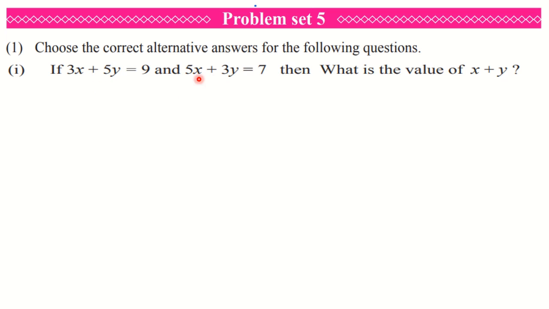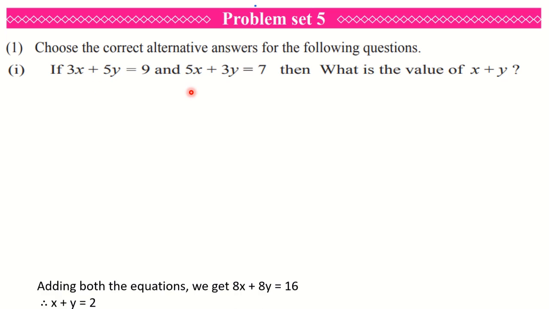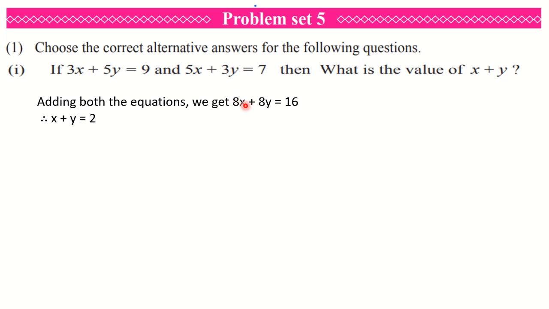That means if you add these two equations, what you are going to get? 8x plus 8y is equal to 16. Correct? See, 3x plus 5x, 8x. 5y plus 3y, 8y. And 9 plus 7, 16. Directly I have added. I have not written one below another. Since it's MCQ, I have written this only to make you understand.